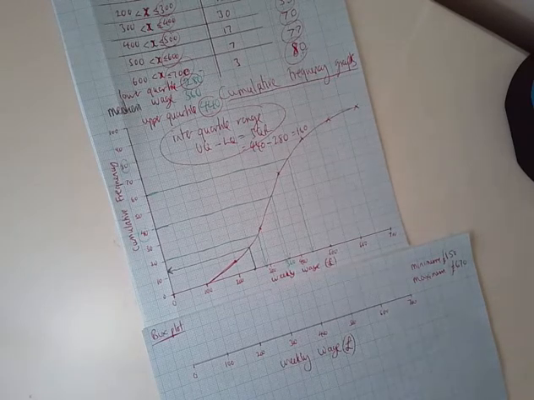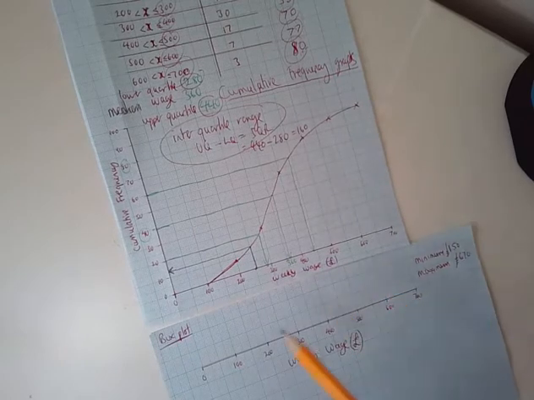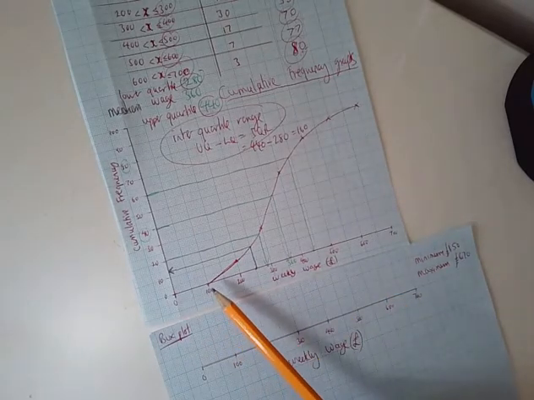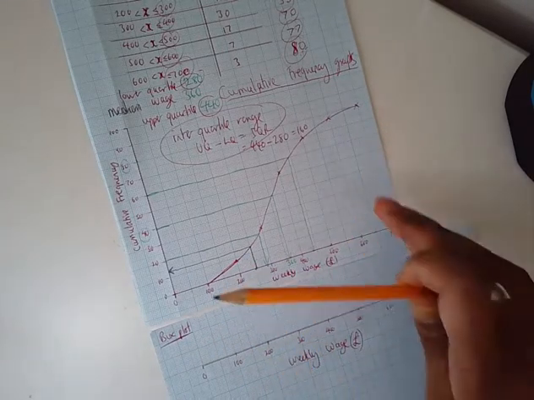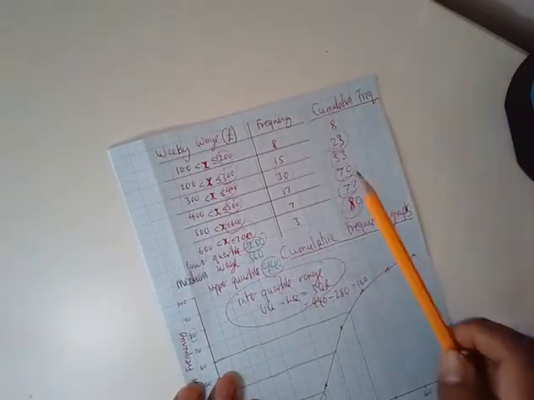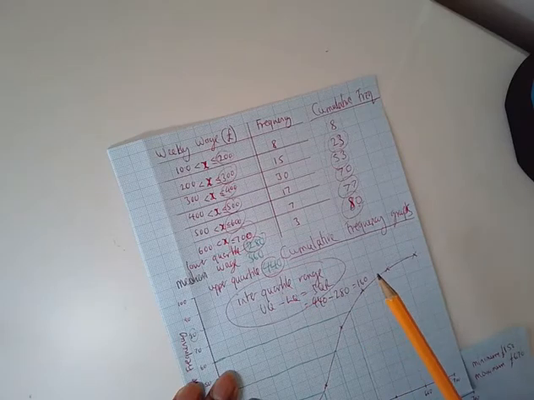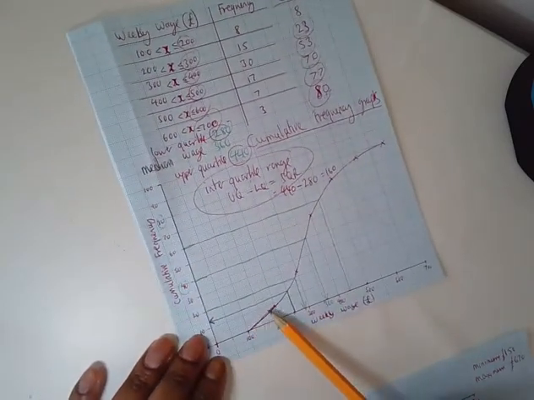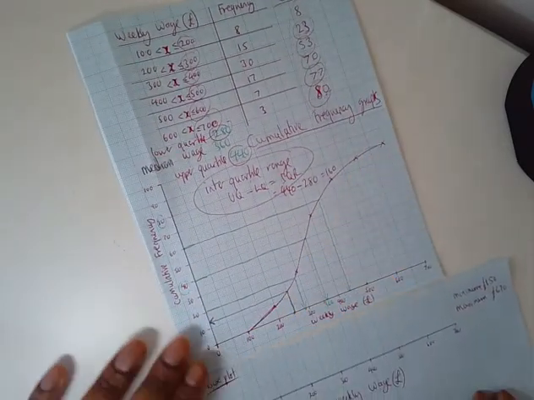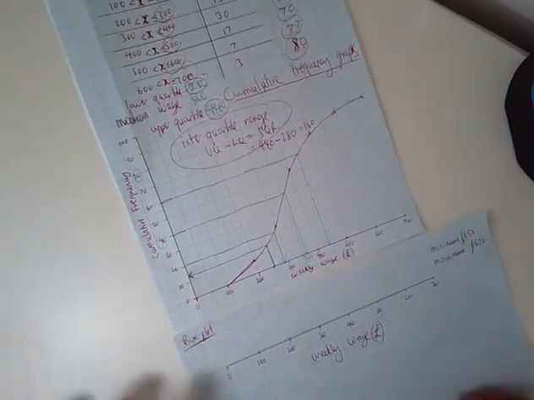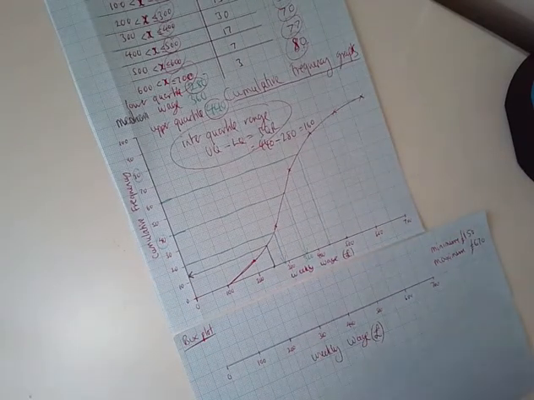In a previous video, I showed you how to draw a cumulative frequency graph. This was the question, some information we had, and then we plotted a cumulative frequency graph. In this video, I'm going to show you how to construct a box plot based on the information that we have.